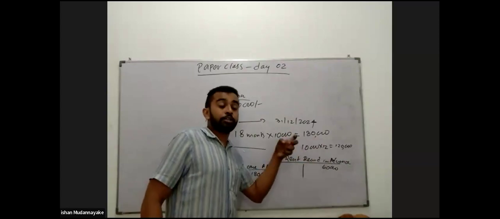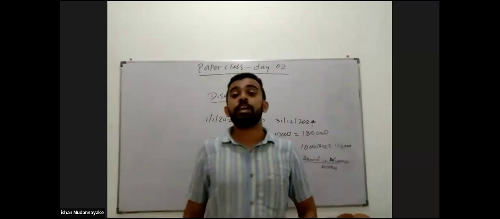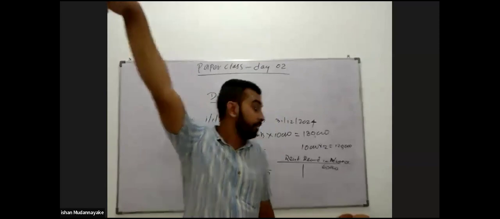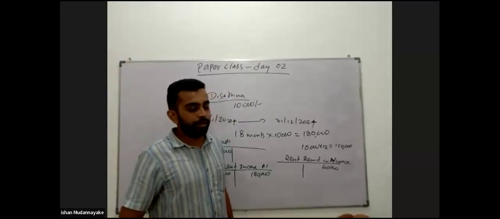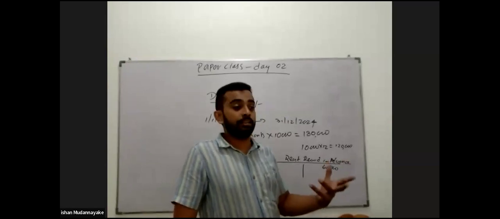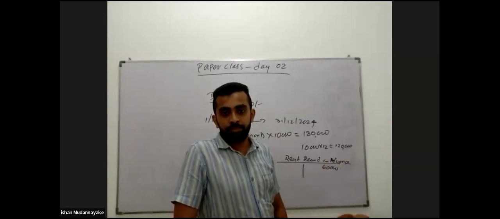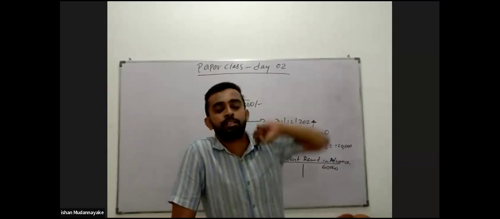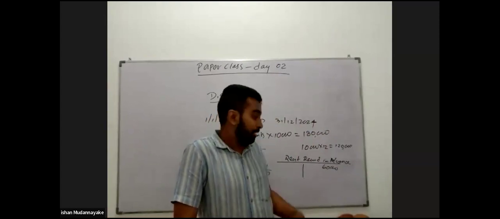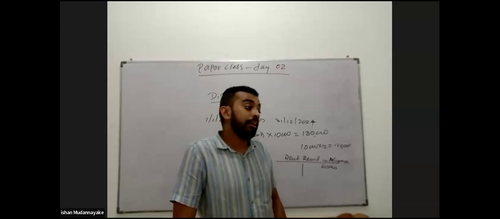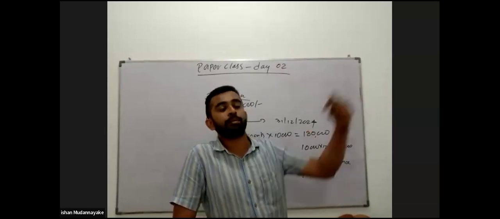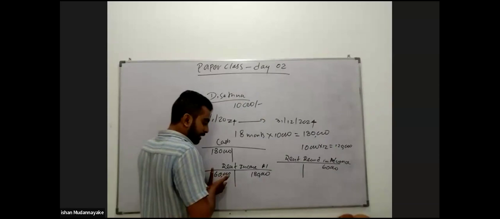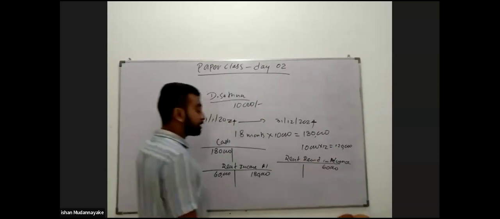Why? Rent received in advance means a liability for the business. If the tenant, the person who obtained the building on rent, requested this 60,000 again, then you need to repay that amount. He paid an excess amount of 60,000, but if he requested it again, you need to repay it to him. Therefore this 60,000 is a liability.